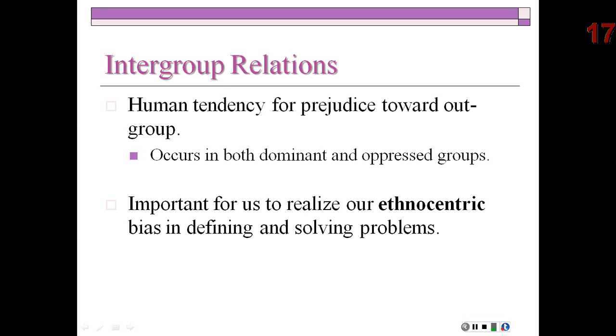Then we have oppression at sort of the intergroup relation level, right? So it's human tendency for people to have sort of a bias toward their own in-group and sometimes a prejudice towards out-groups. And this can occur in both dominant and oppressed groups. So the way that we really need to get around this is realizing that we have an ethnocentric bias, right? This is, in a way, human nature in a lot of ways.